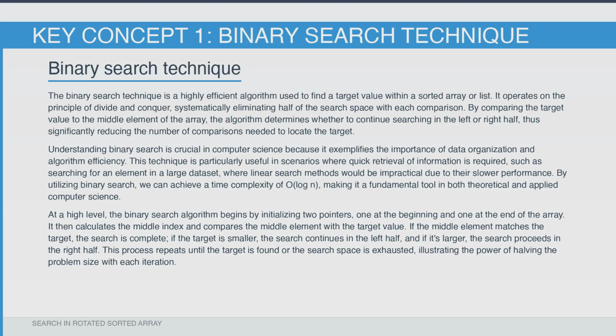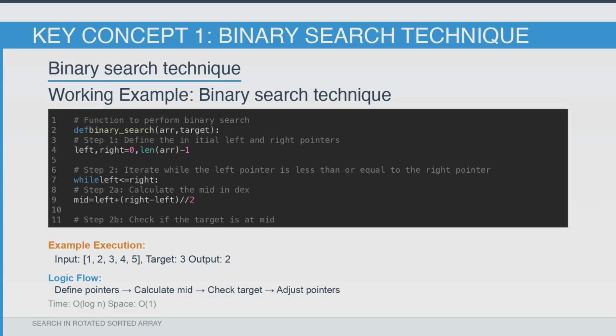Binary search operates with a time complexity of O(log n), making it incredibly efficient, especially for large data sets. Understanding this technique is essential in computer science, as it highlights the importance of data organization and efficiency in algorithms. Let's dive into the binary search technique using the example of searching in a rotated sorted array.